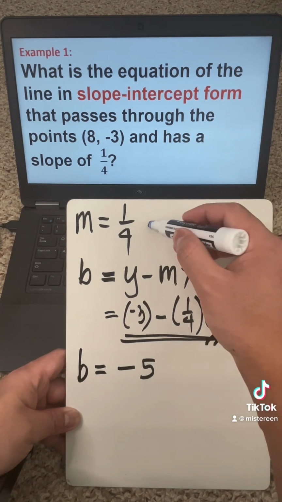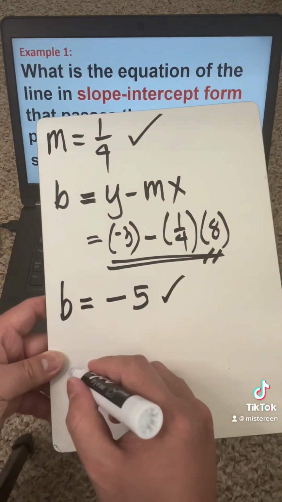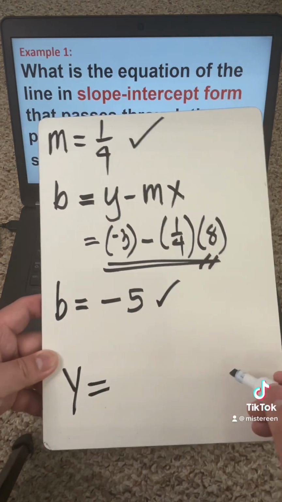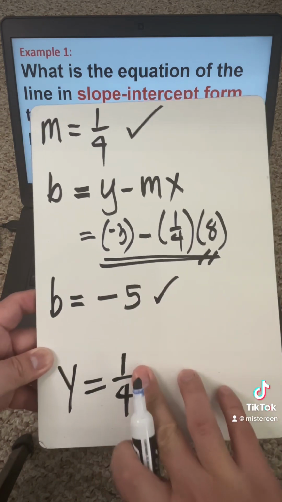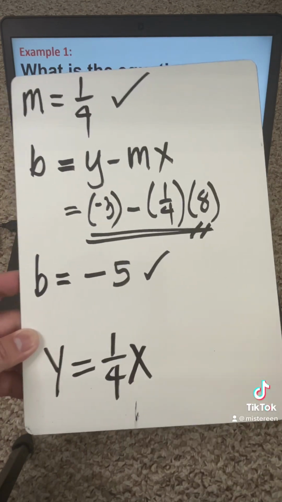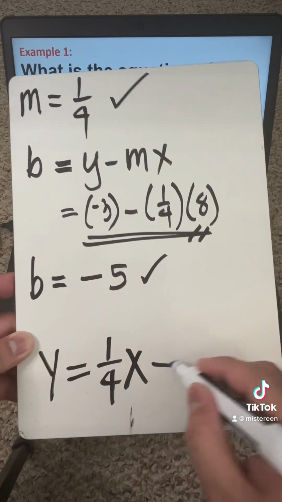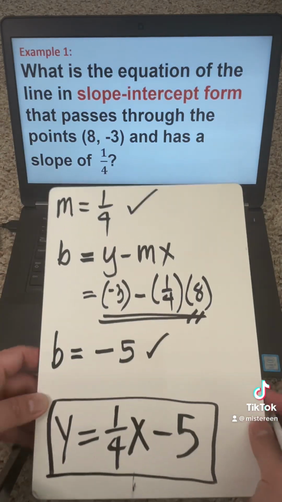So now we have what we need: the slope and the y-intercept. The equation now will be y equals mx. Our 1/4 is our m, and we need to put the x. Then our b is negative 5, so we just do minus 5. So this is now the equation of the line for this problem.